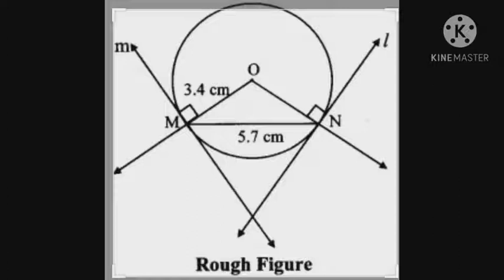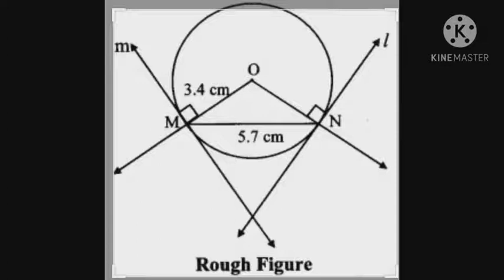So just as in question number 4, you have to construct question number 5. This question is homework for you. I am showing you a rough figure. See here. This question is homework for you. I am just explaining the steps of how to construct. The first step is to draw a circle by taking the radius 3.4 centimeters.